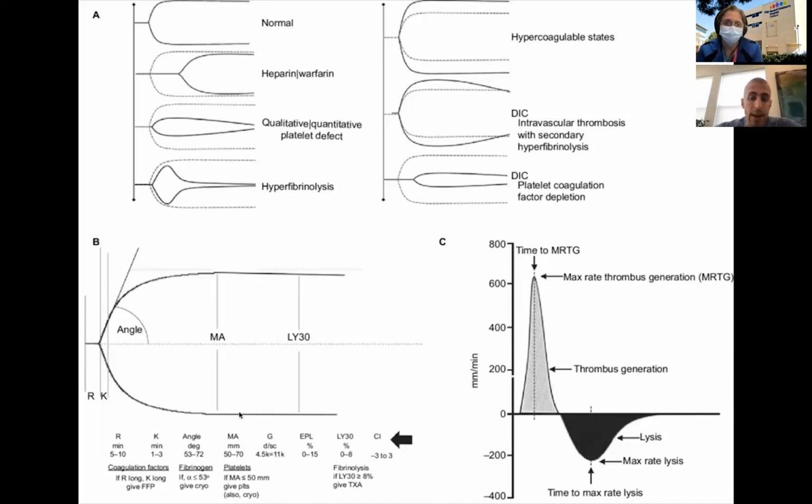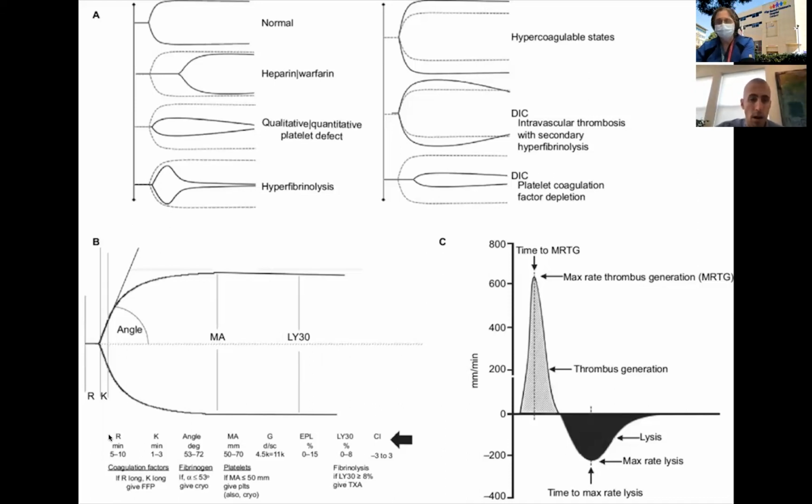And then finally, if the clot falls apart, if it lyses really quickly and your LY30 is high, if 30% or 40 or 50% of the clot is gone after 30 minutes, then you should give TXA. You're in a state of hyperfibrinolysis. So I hope that makes sense.